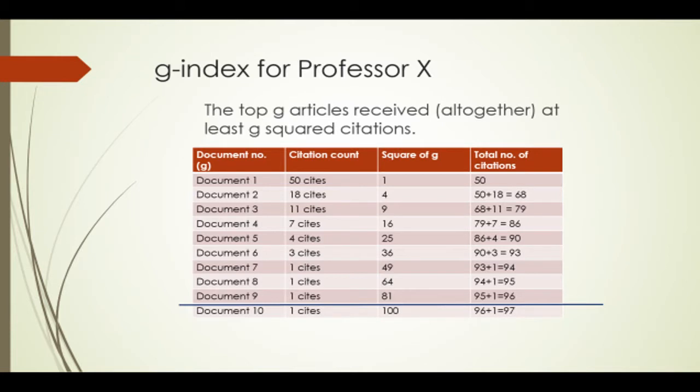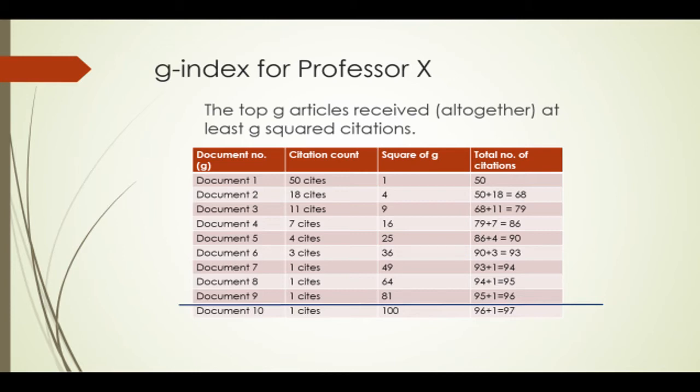So let us take this example in order to understand in detail how to calculate GIndex. So again, remember, what is GIndex? That is, it is the top G articles that received in total at least G square citations. So here G refers to the number of articles. Article number 1, which has got 50 citations, and then we have to consider what is G square, because they say top G articles should have citations at least G square.